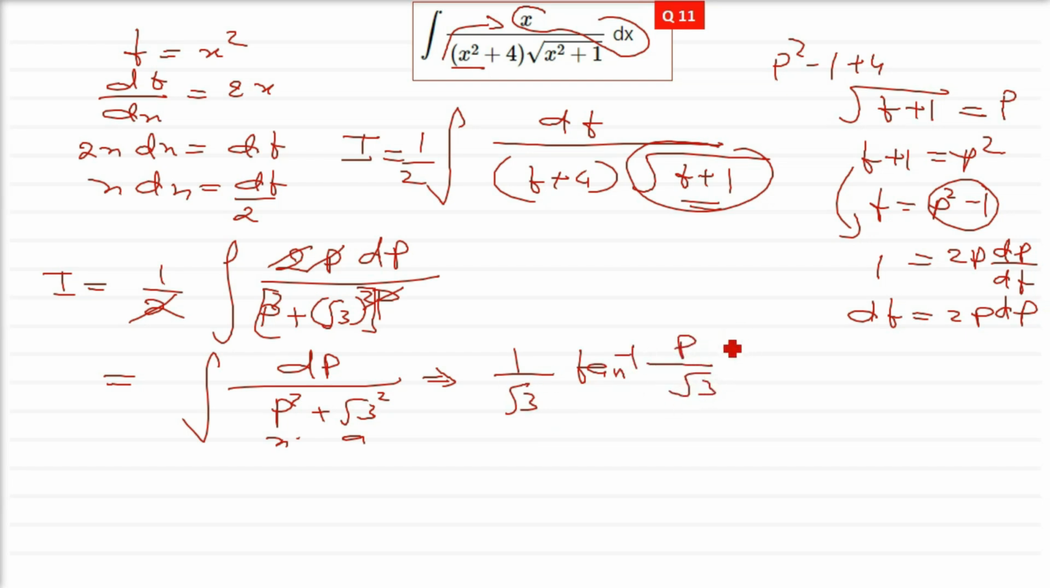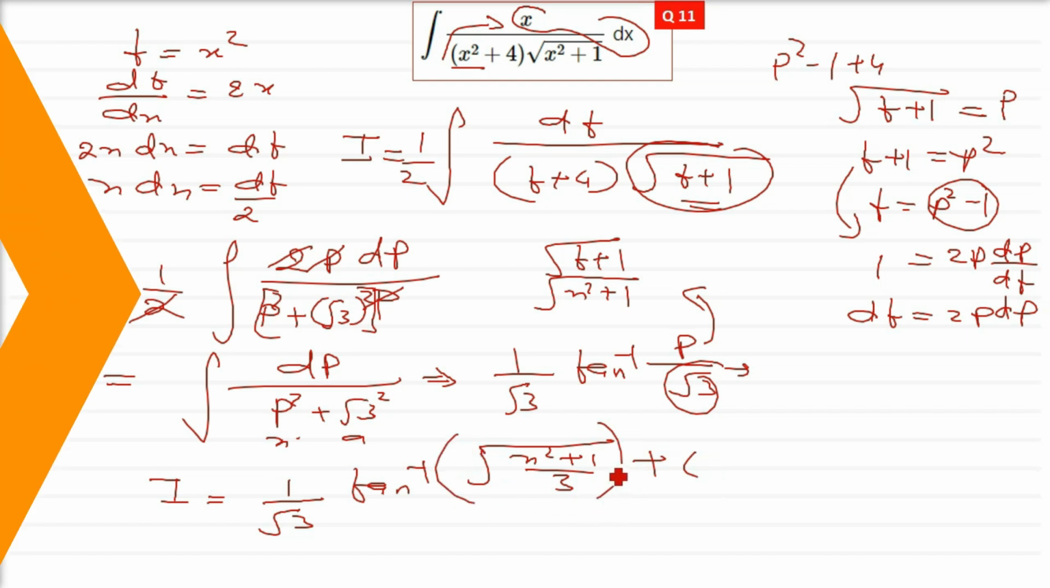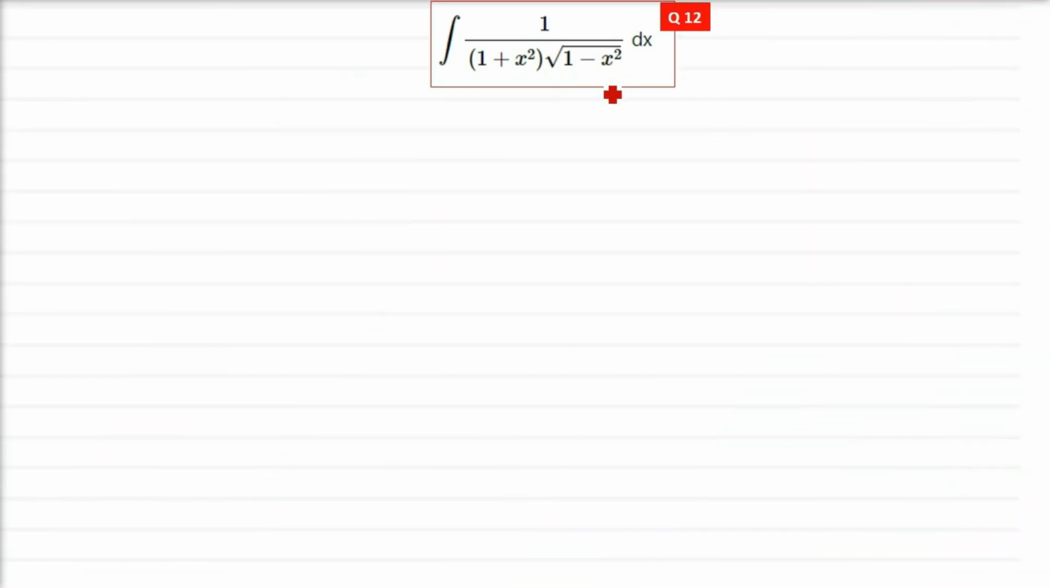Now what was p? p was taken as under root t plus 1. But what was t? t initially was taken as x square. So under root x square plus 1 can be placed in place of p. So we have the final answer I as 1 by root 3 tan inverse of under root x square plus 1 divided by root 3, because it is inside the root only. They both are roots. Now this question has been done previously, but we would like to revise it.